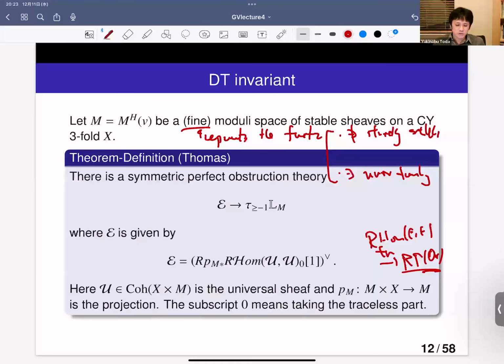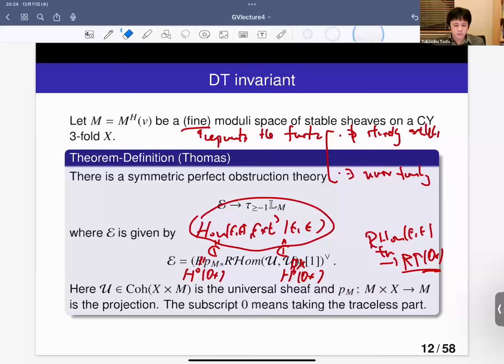Roughly speaking, this means that if you don't take this one, we also have the contribution of Hom and Ext^3(E,E). But if E is stable, then both of them are one-dimensional. It coincides with H^0 of X, and this one corresponds to H^3 of X. So by taking the traceless part, we can ignore this part.